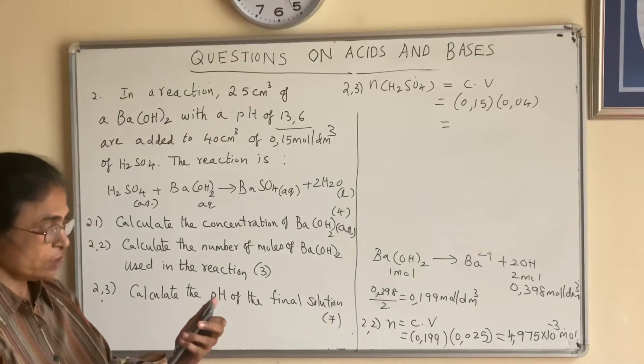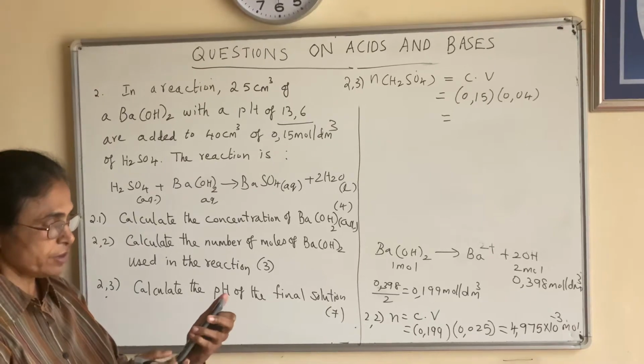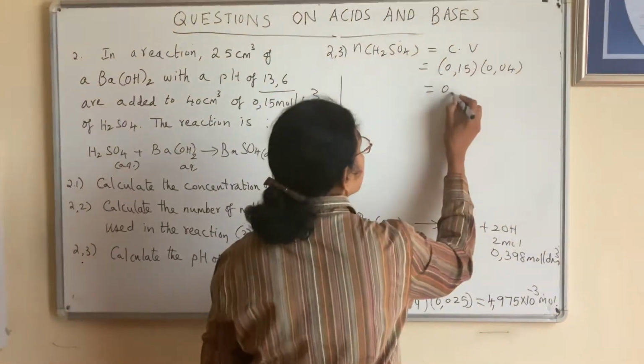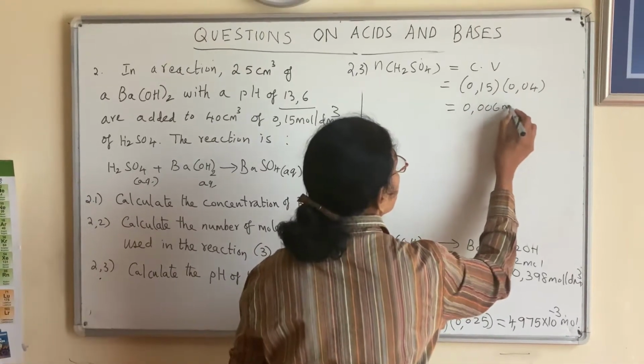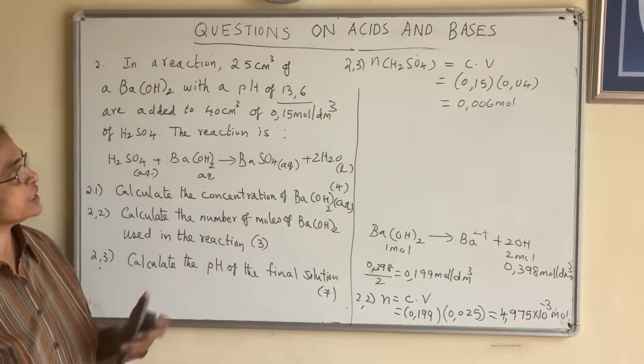0.15 times 0.04. What is the value that you get here? 0.006. 0.006 moles. Okay, and here it is 0.4975.